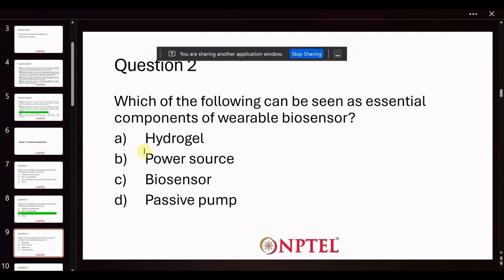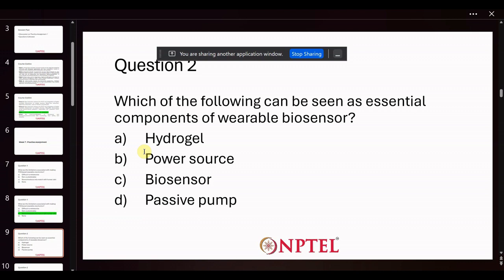Moving to the next question: which of the following can be the essential components of the wearable biosensors? Whether it will be hydrogel, power source, biosensor or a passive pump. As I said earlier, you have to relate the first question to this. You have to get something which matches the properties as close to the human skin. So the sensor should have mechanical properties as close to the human skin. So you have that answer.